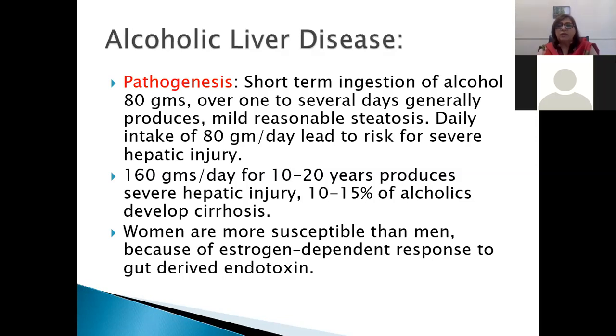So it depends upon the amount of ingested alcohol and how many days the person is consuming. If a person is consuming 80 grams per day, it can lead to severe hepatic injury. And if a person takes 160 grams per day over a long period of 10 to 20 years, it can lead to severe hepatic injury, and 10 to 15% of these alcoholics will go into cirrhosis.